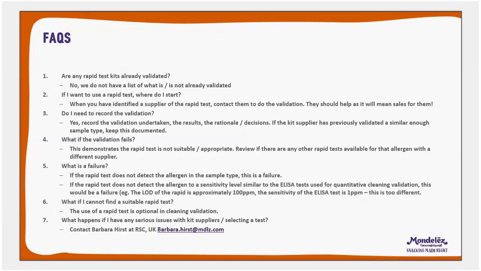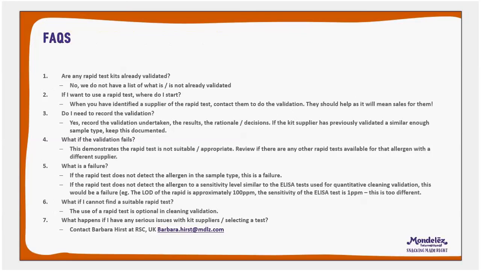Question 4. What happens if the validation fails? Well, the answer there is this demonstrates that the rapid test is not suitable or appropriate. So the next thing to do is, are there any other rapid tests that may be available for that allergen with a different rapid test supplier?